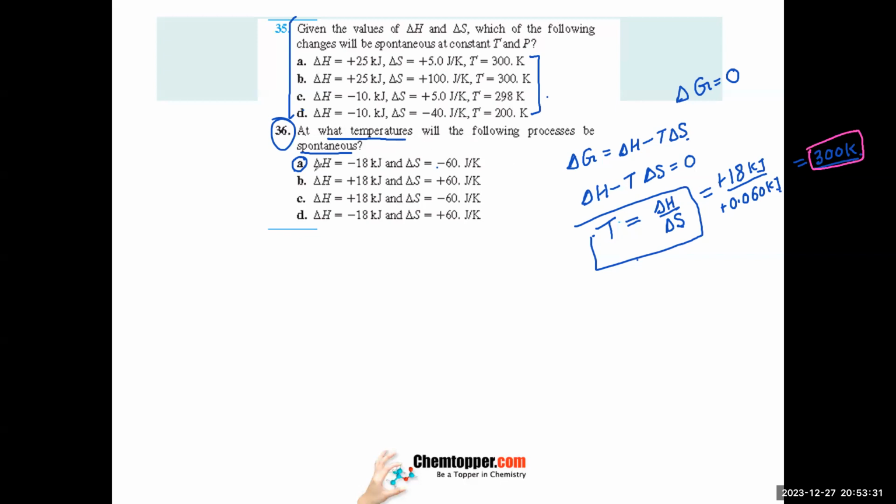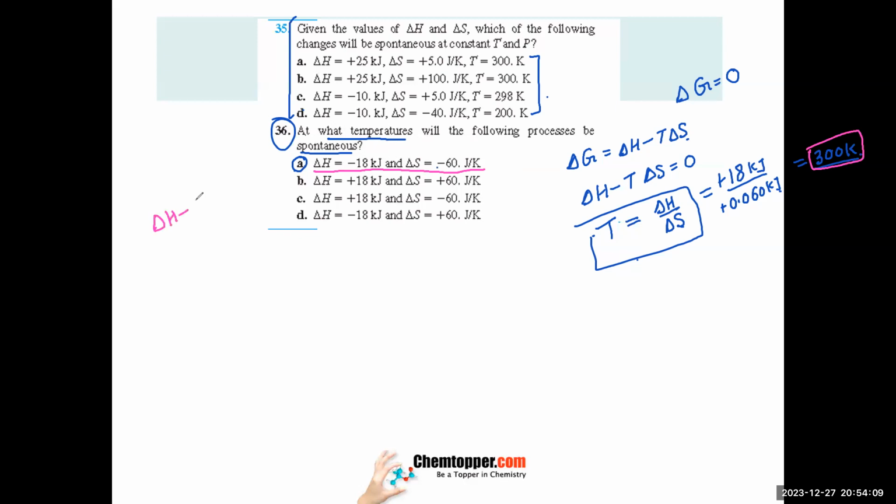But the question is, 300 K is the minimum needed temperature. Do you want temperature higher than 300 K or lower than 300 K? That's the question. 300 K is equilibrium. Equilibrium means the reaction is equally going in both directions. But you want the process to be spontaneous, to go more in the forward direction. So do you want temperature higher than 300 or lesser than 300? That's the question. Check.